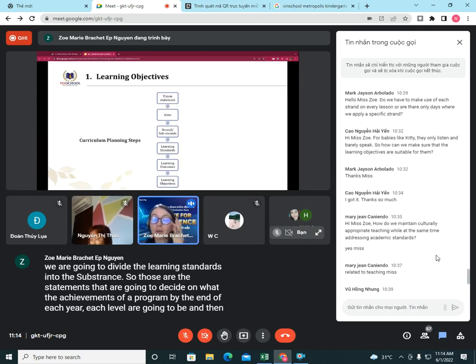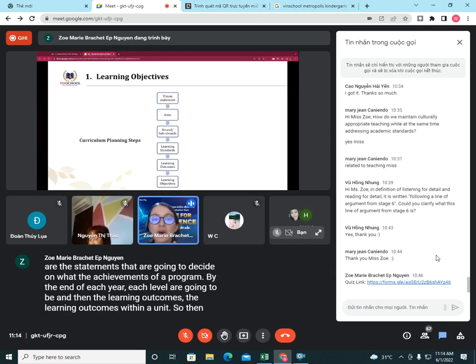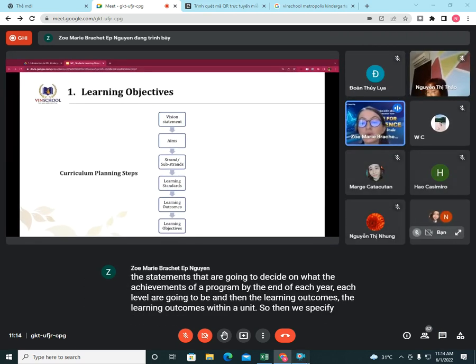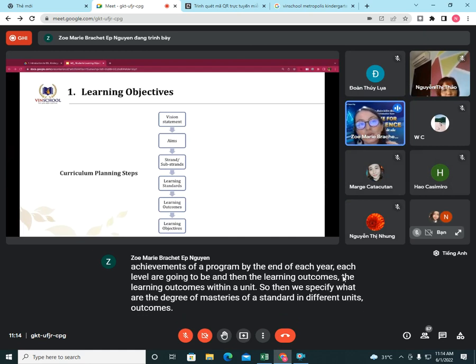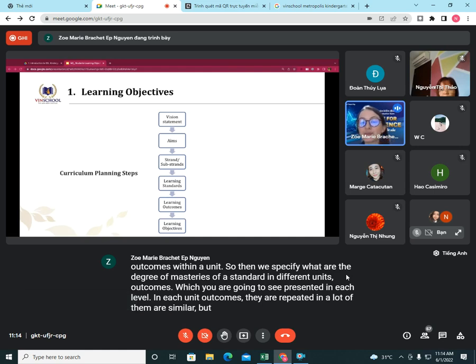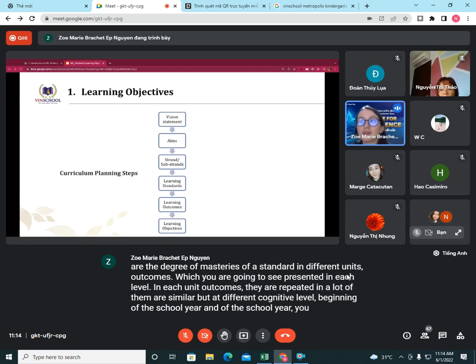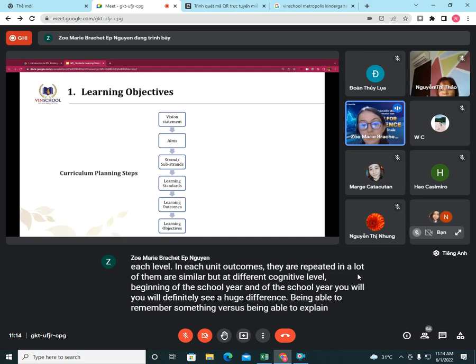And then the learning outcomes within a unit. So then we specify the degree of mastery of a standard in different unit outcomes, which you are going to see presented in each level, in each unit's outcomes. They are repeated and a lot of them are similar, but at different cognitive levels. Beginning of the school year, end of the school year, you will definitely see a huge difference: being able to remember something versus being able to explain something.